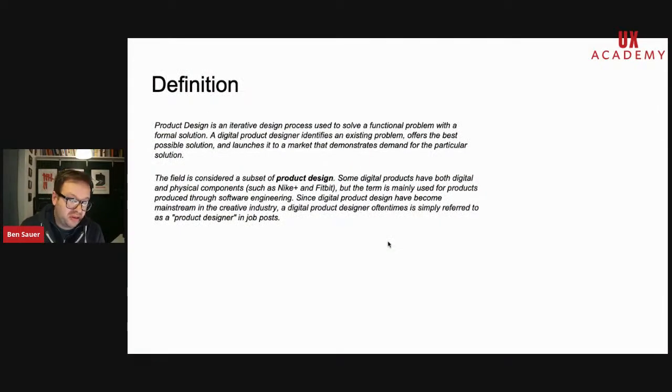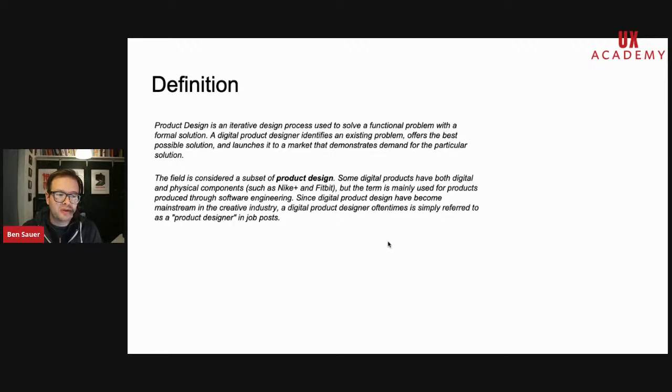So I won't read through this description, but broadly speaking, you're going to use an iterative design process to solve a functional problem with a formal solution. So in broad terms, what you learn in product design is how to go about identifying and understanding that problem. What is the nature of it for a user? What is the nature of the problem we're trying to solve for the business? And then how do we go about building up our ideas about what a good solution looks like?